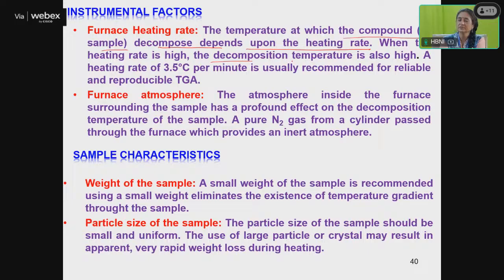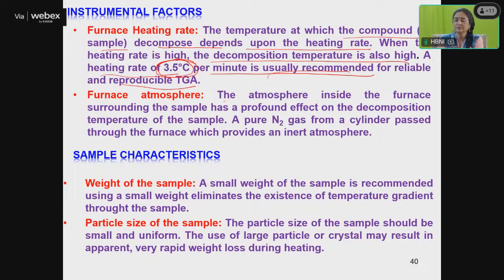The decomposition temperature is also higher. A heating rate of 3 to 5 degrees centigrade per minute is usually recommended for reliable and reproducible TGA. So you need to keep this in mind. A heating rate of 3 to 5 degrees centigrade per minute, a very slow heating rate, is usually recommended.